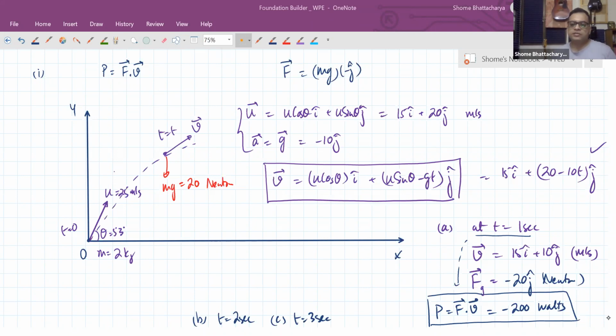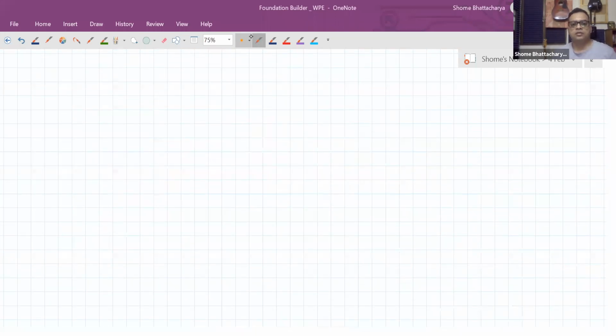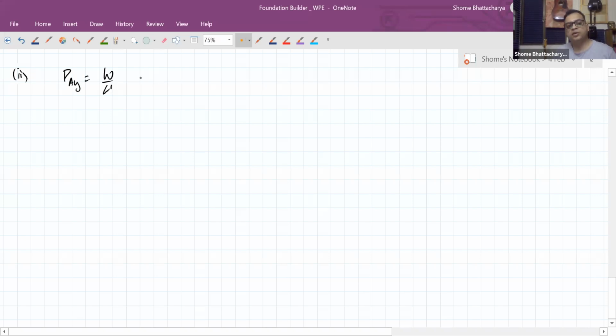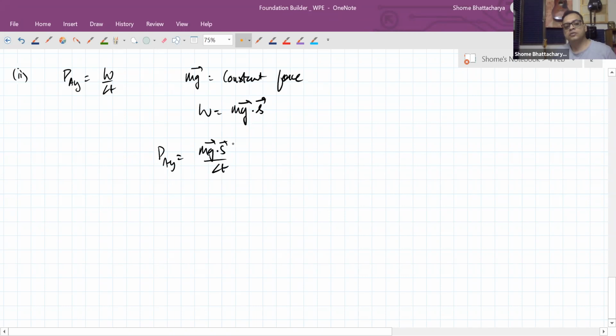Okay, now let's come to the second part where we are calculating average power. For the second part, it is work done upon time. Now remember mg is a constant force, so we can calculate work done as mg dot s. So the average power will become this, or you can even say that it will become mg dot average velocity.